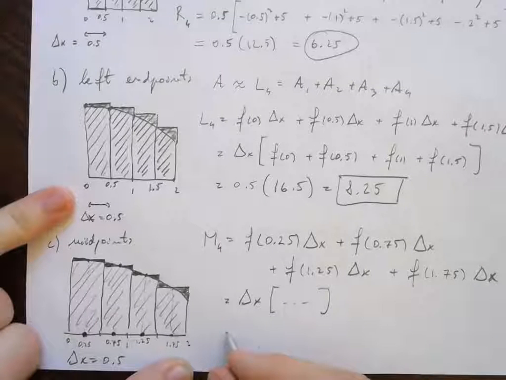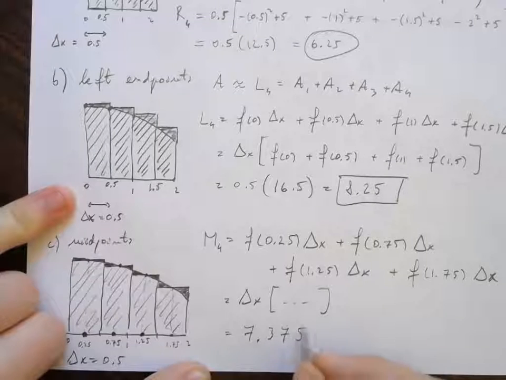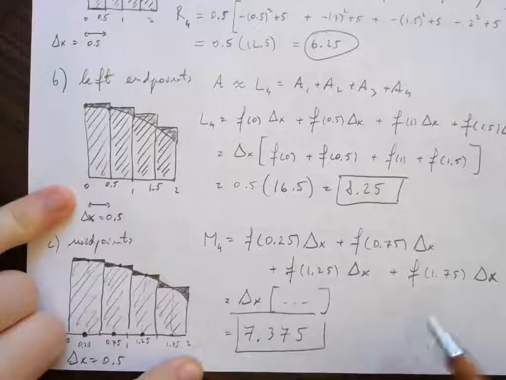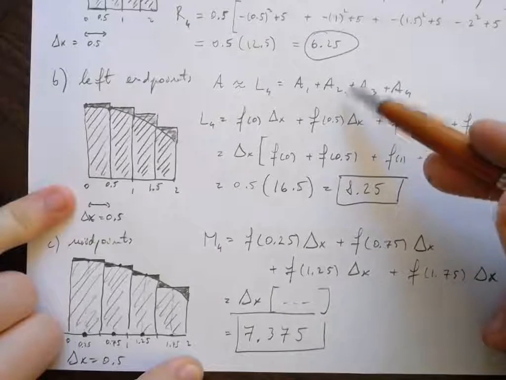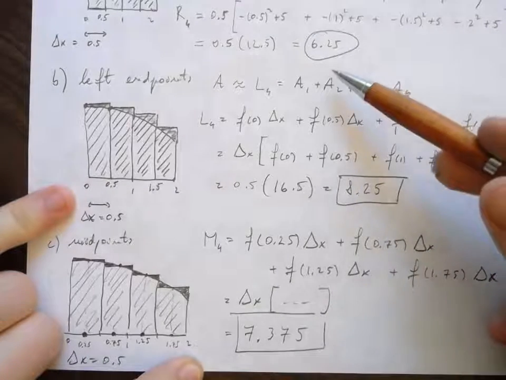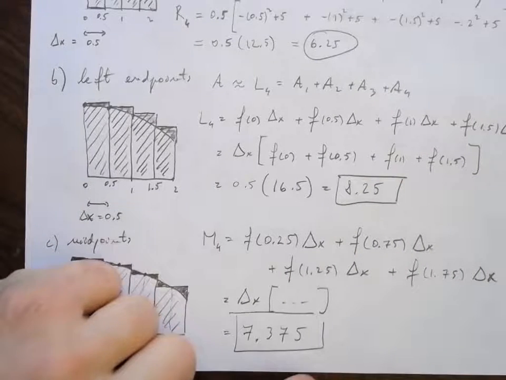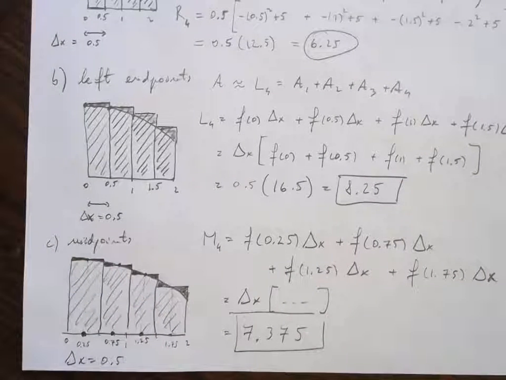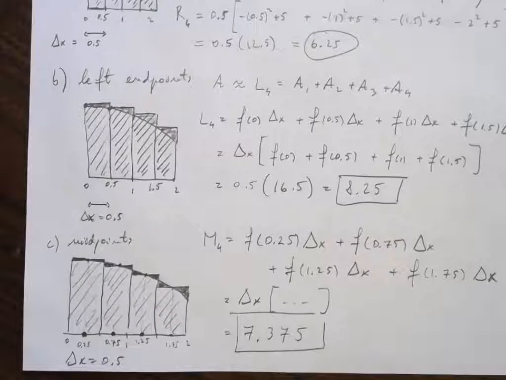And when you go to the calculator and you do this, I did it beforehand, I get the answer 7.375 for this. And notice it lies perfectly in between these first two approximations. So in general, it is true that the midpoint approximation is going to lie between the other two.